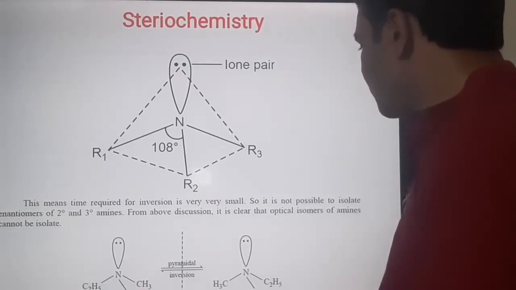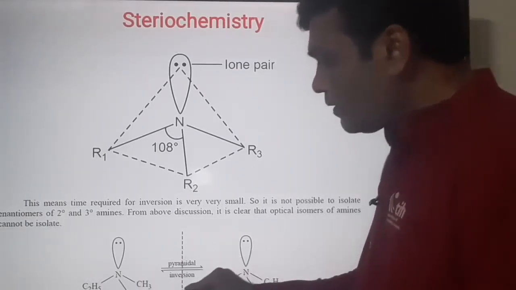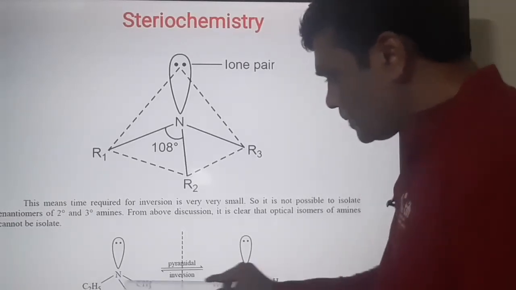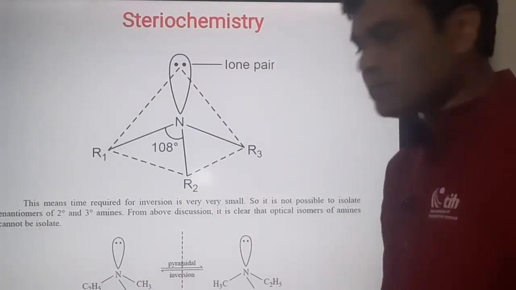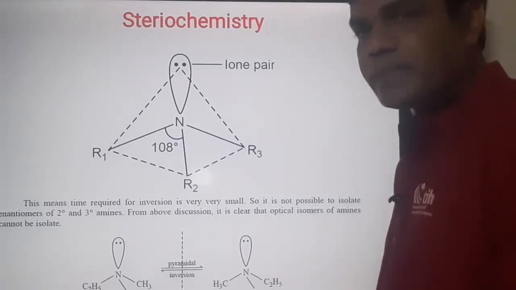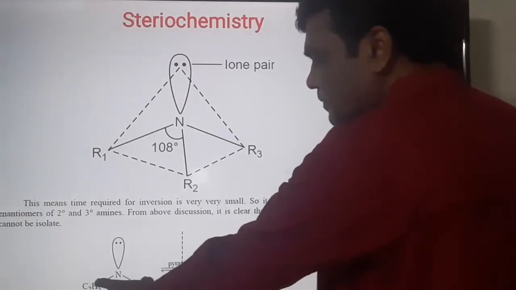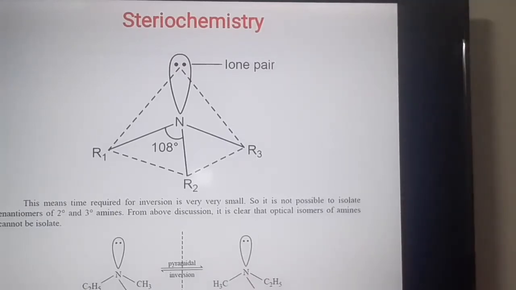So, it is not possible to isolate the enantiomers. This means we cannot isolate these two as enantiomers. We know the definition of enantiomers: they are mirror images of each other and non-superimposable. These two structures written over here are enantiomers of each other, because they are mirror images. If I see this structure in the mirror, it will look like this. But the thing is that these two structures are non-isolable, means one cannot isolate these two structures. Rapid inversion, rapid flipping takes place.